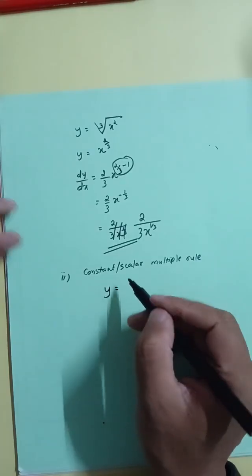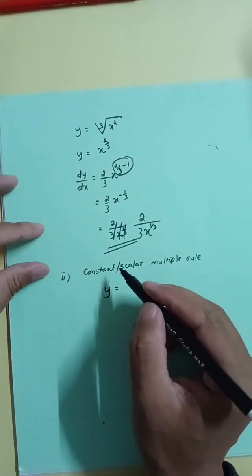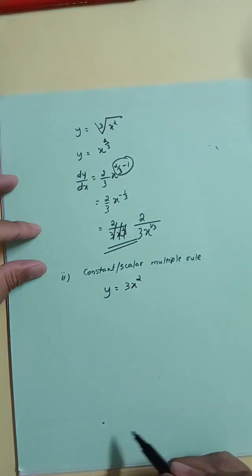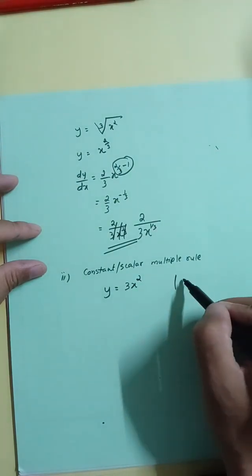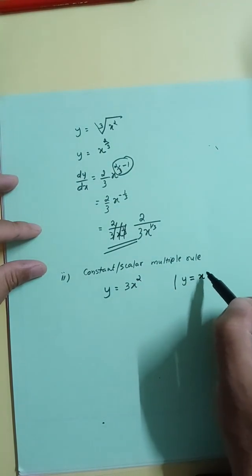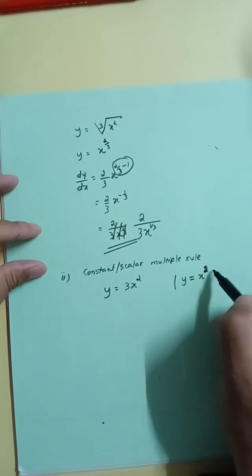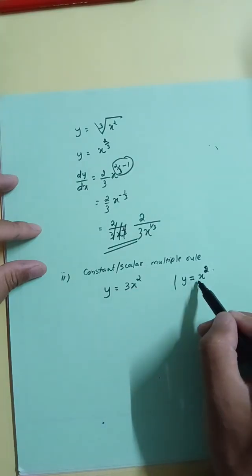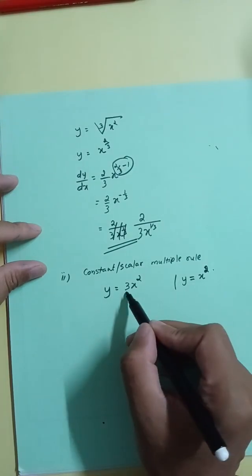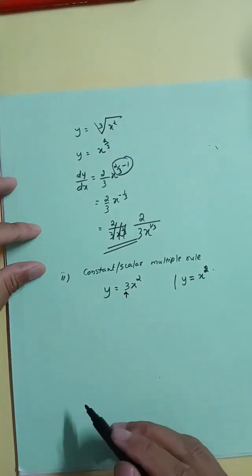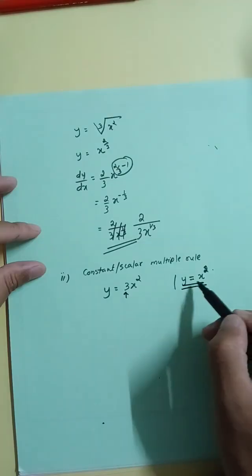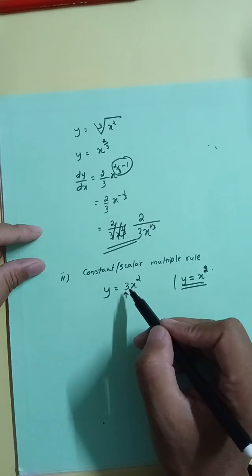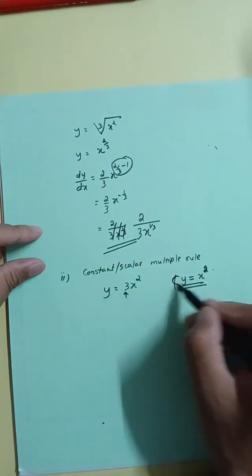y equal to 3x square. If this is my function, now look at this. Earlier we had this kind of function where we didn't have a constant other than 1. By default it is 1. So any constant other than 1 means the constant multiple rule applies, because 1 times 2 is 2 only, but this time 2 times 3 will give you 6, not just 2.